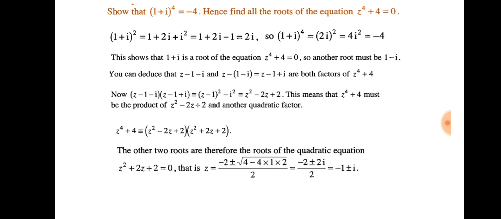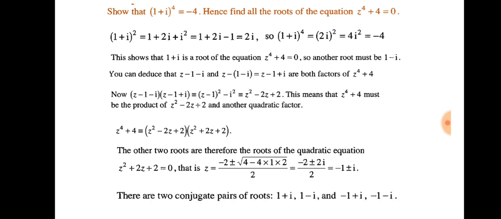So taking the other factor, z square plus 2z plus 2 equals 0, and finding its roots, we get minus 1 plus or minus i. So these are the two roots that we are looking for. Now we got four roots for the given polynomial. There are two conjugate pairs of the roots: 1 plus i, 1 minus i, and minus 1 plus i, minus 1 minus i.